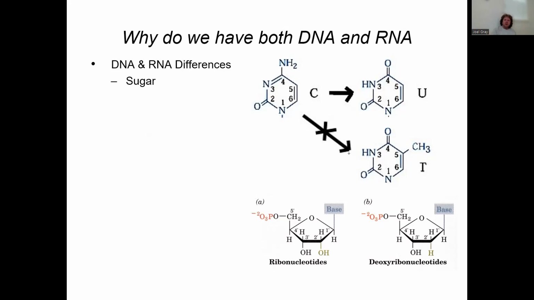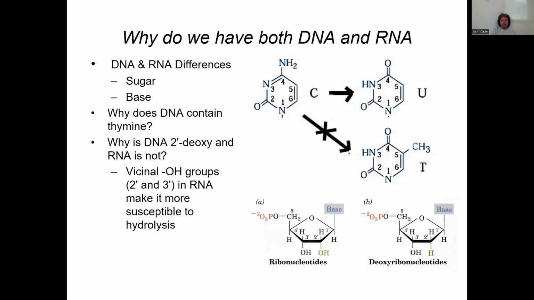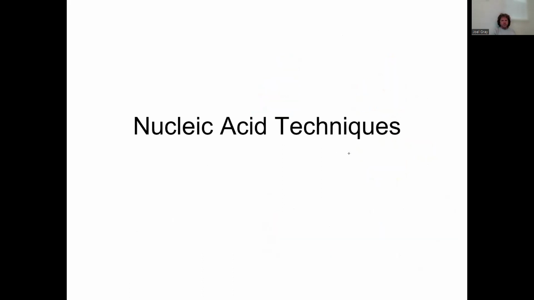But the differences between them: the sugars, the bases. Why does DNA contain thymine? And why is it 2-deoxy and RNA is not? Well, that OH group at the 2' position in RNA makes it more susceptible to hydrolysis. So this is something that simply evolved to form a DNA molecule. This evolution led to the formation of a DNA molecule that would harbor the genetic material that RNA would not. When DNA lacks that 2' OH group, well, then it's more stable.